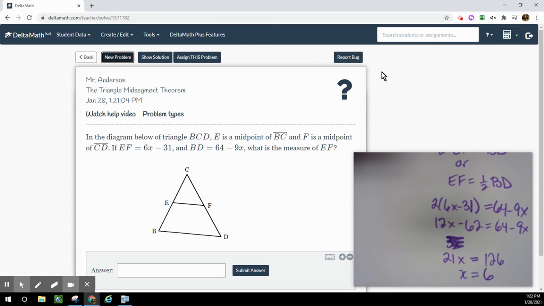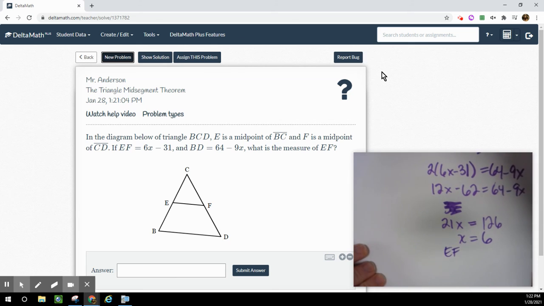Now that we know that x is 6, we can plug it back into the one that they want, and the one that they want is EF. And EF is 6 times 6 minus 31. So 36 minus 31 is 5.